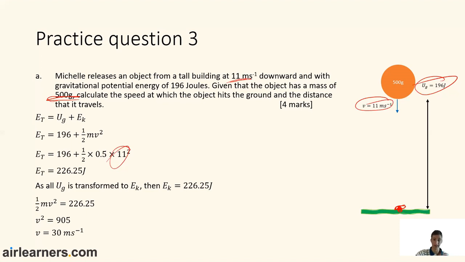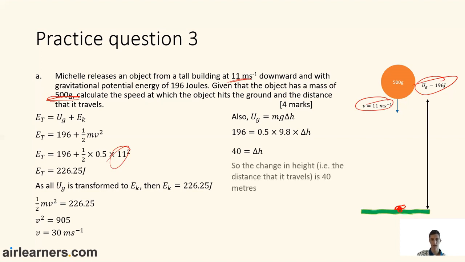There's still another part. So at the top, we know that UG is mg delta H. So we know that 196 is going to be 0.5, the mass in kilograms, multiplied by G, or 9.8, multiplied by the change in height. So the change in height is exactly 40 meters. So the change in height between the ground and when it's released is 40 meters, which suggests that the distance that it travels is 40 meters.